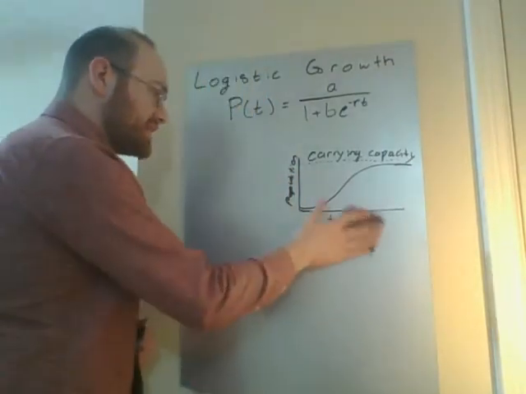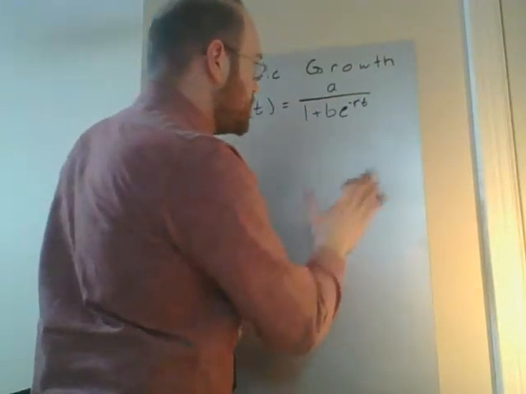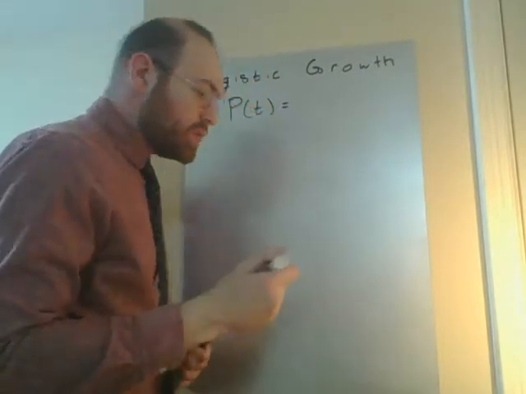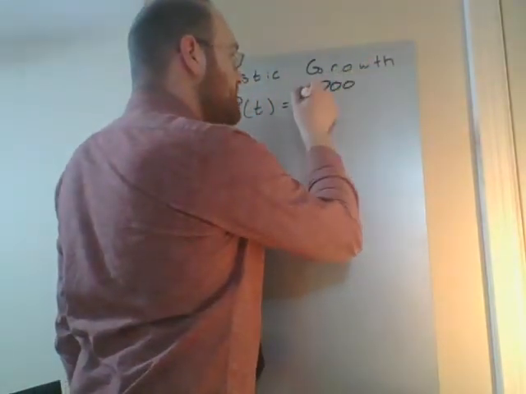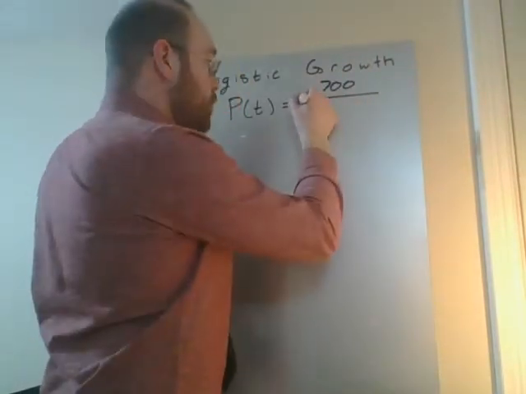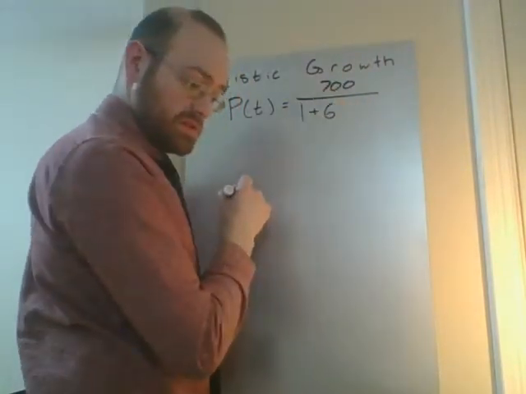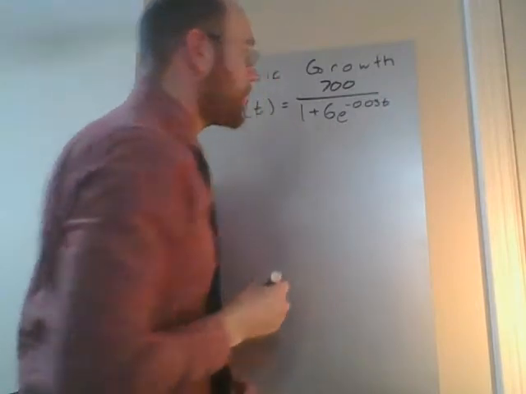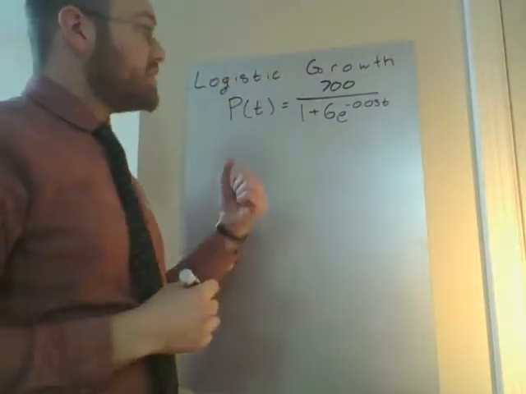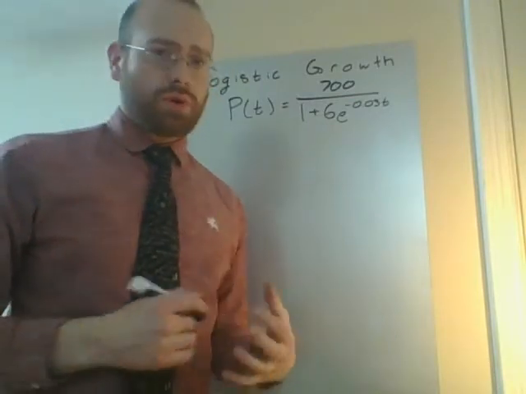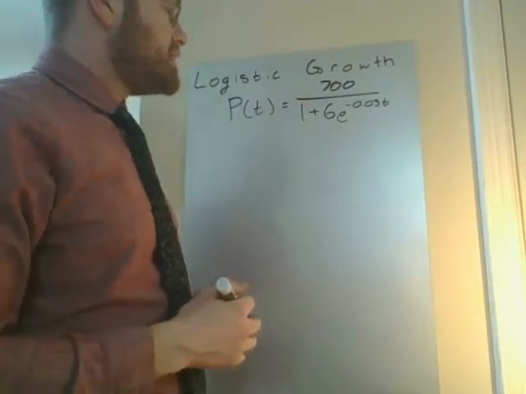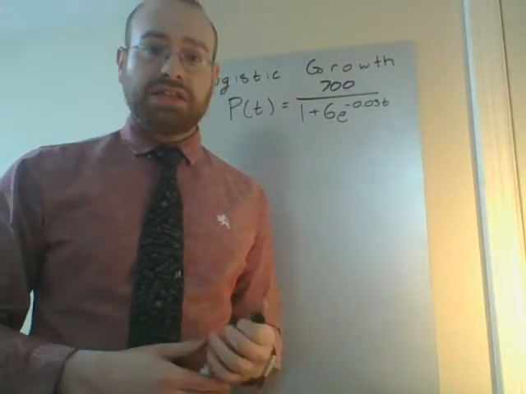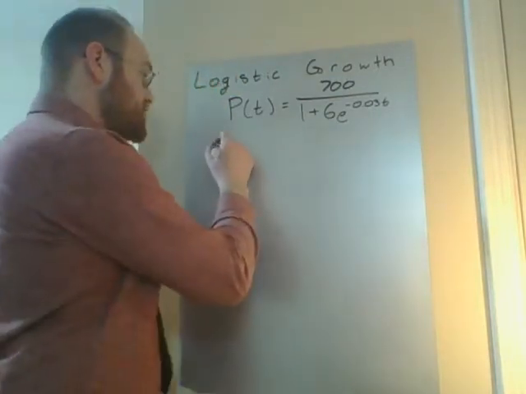So let's do an example of logistic growth. For a specific species, we are told that its population can be modeled as 700 divided by 1 plus 6 times e to the negative 0.03 t. So this says our growth rate is 0.03 or 3%, and the carrying capacity is 700. If we were to plug in 0 to the equation, we could find the initial population.